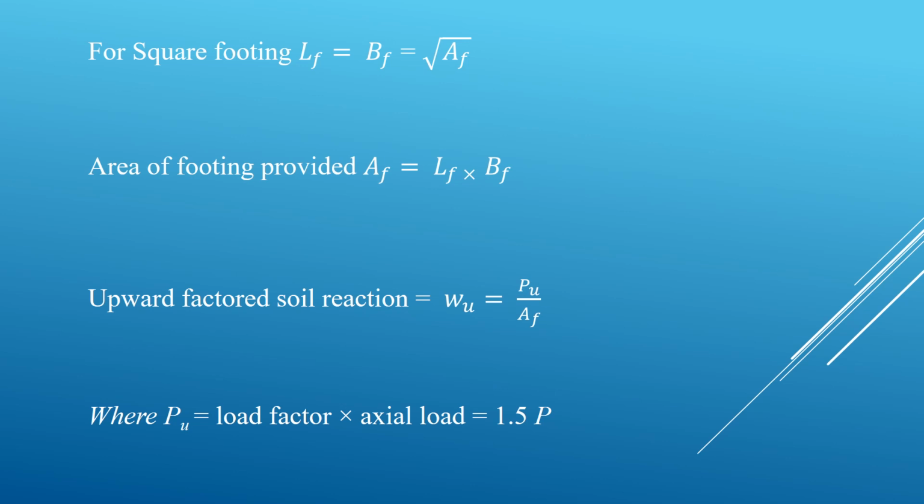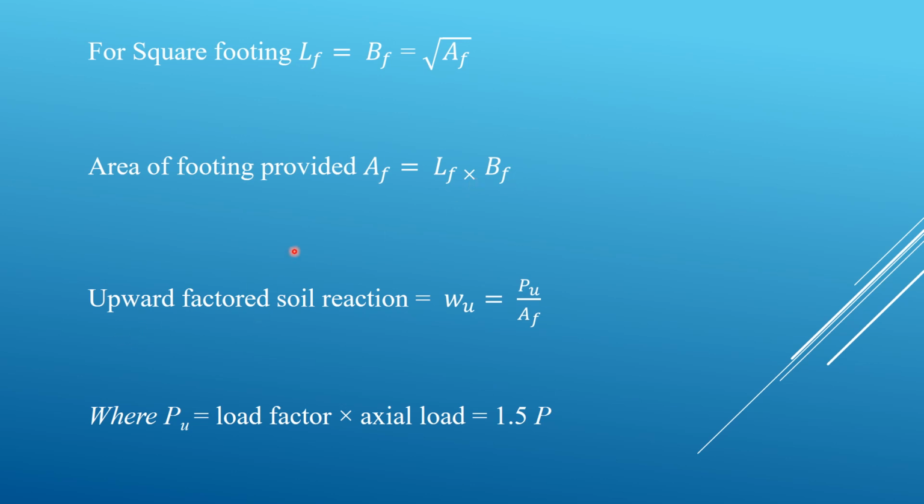For square footing, LF is equal to BF is equal to under root AF. Whatever the calculated area of the footing, you take the square root of it, and you will get the length equal to the breadth of the footing. Then the area of the footing provided is equal to LF into BF.